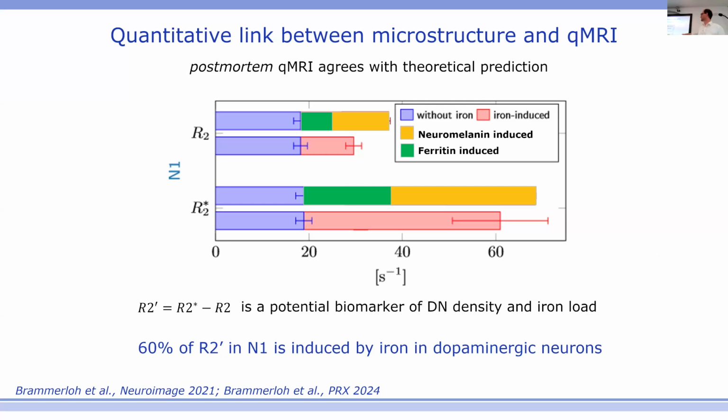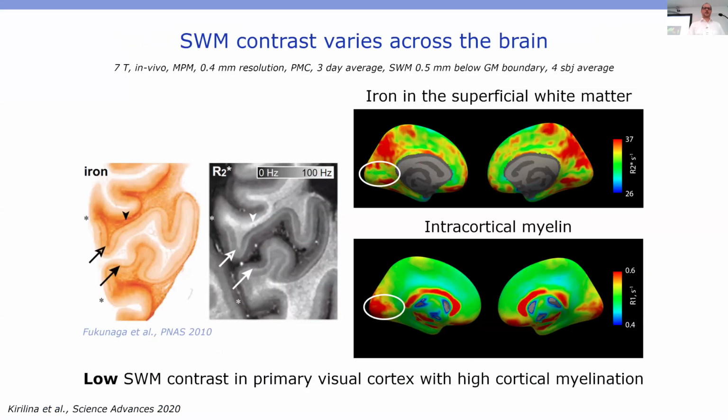You can see here the neuromelanin-induced signal change, or contrast, is the dominating one. And doing the right measurements, subtracting R2* from R2, you can get a metric that is about 60% influenced by the iron specifically in the dopaminergic neurons, not by iron outside. So now you have a marker for what's happening in those particular cell types. And this is from first principles. There are no free parameters.